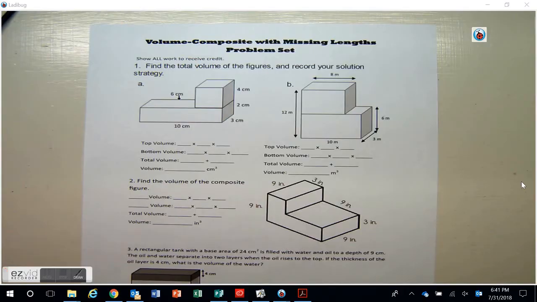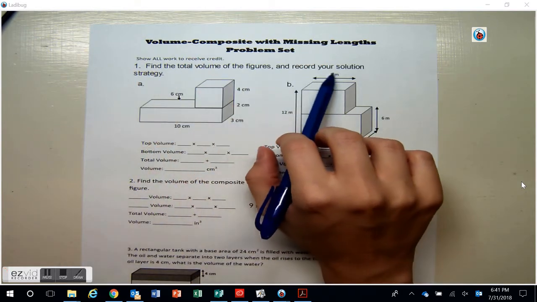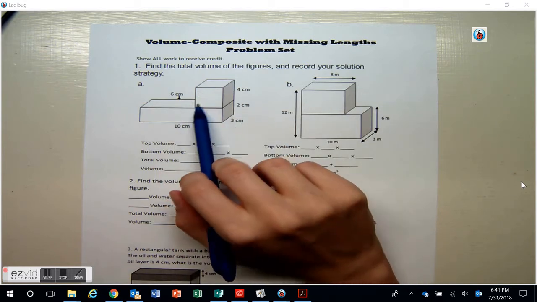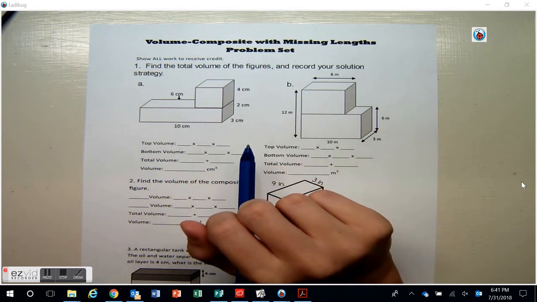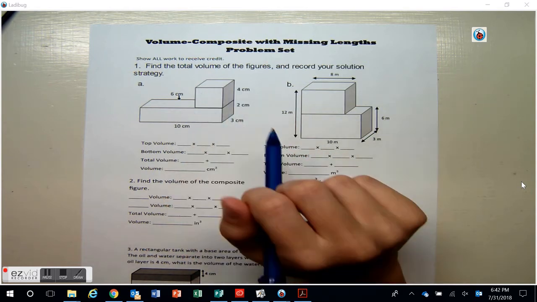Let's look at this problem set for finding volume of composite figures that have missing measurements. Find the total volume of the figures and record your solution strategy. Okay, so I see that this is already broken up for me with a top volume and a bottom volume. I'm going to go ahead and try to do the top volume for a second.